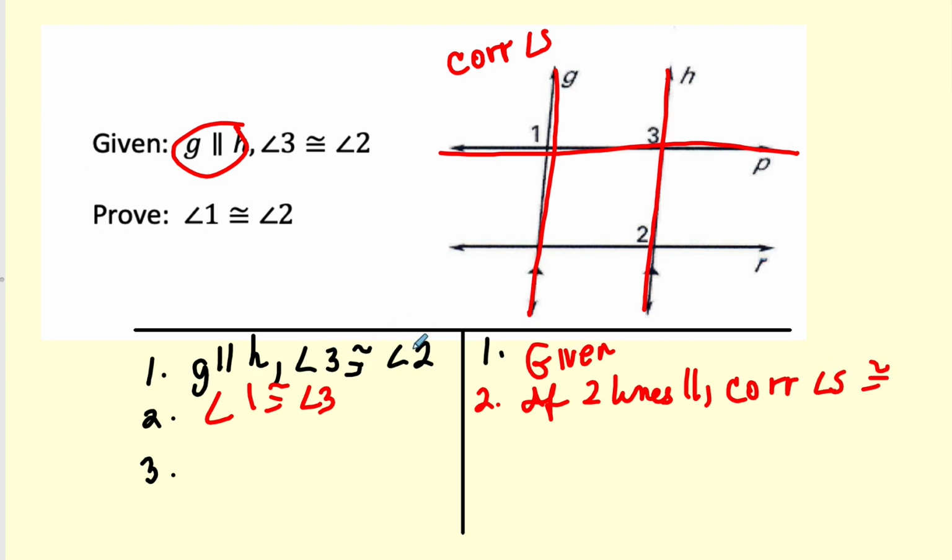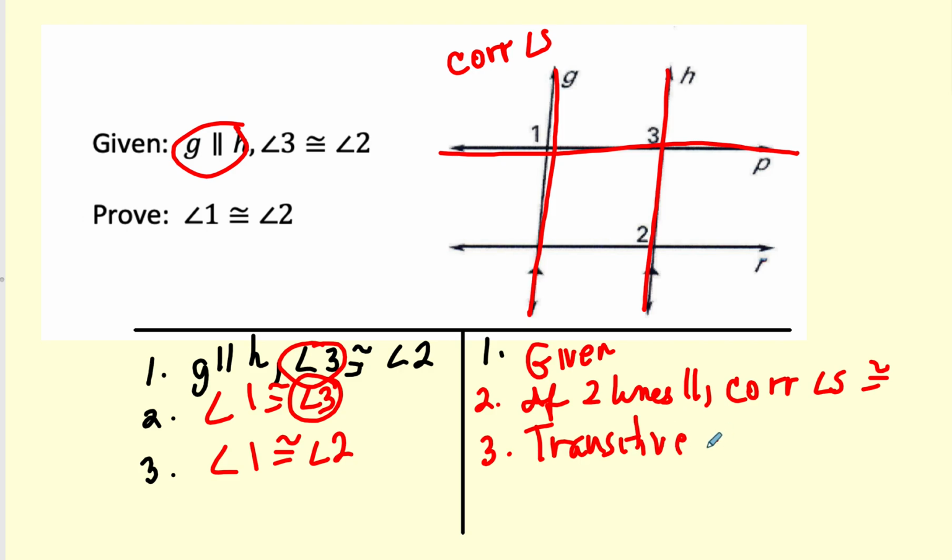Now I notice in line 1 I have an angle 3, and in line 2 I have an angle 3. These two angles are congruent to the same angle, so I'm going to say angle 1 is congruent to angle 3, and that's going to be the transitive property of congruence. Transitive of congruence.